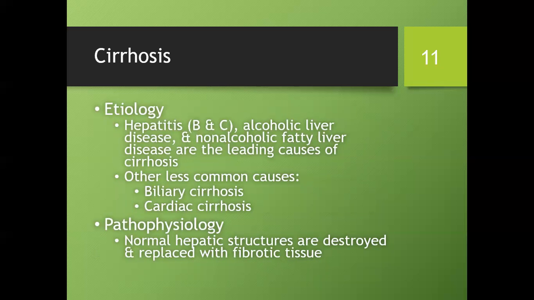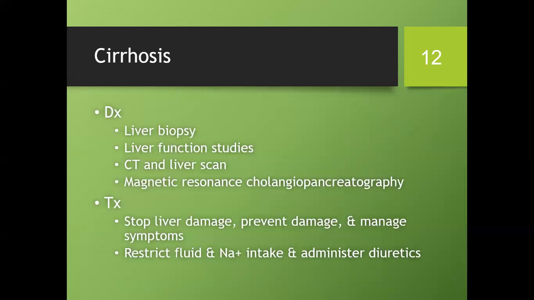Cirrhosis. So hepatitis B and C, alcoholic liver disease, and non-alcoholic fatty liver disease are the leading causes of cirrhosis. There are other causes. There's biliary cirrhosis and cardiac cirrhosis, but hepatitis is the primary cause of cirrhosis. Oftentimes that's the post-necrotic cirrhosis that results from the damage done by hepatitis in the liver.